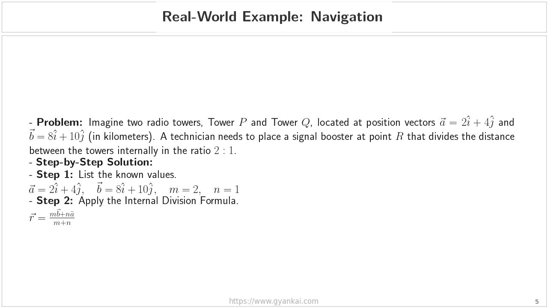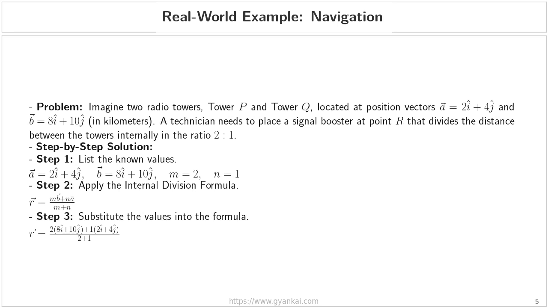In step 2, we recall the internal division formula we studied in the previous slide. We will use the formula where vector r equals the quantity m times vector b, plus n times vector a, all divided by the sum of m and n. Moving to step 3, we substitute our specific values into this formula. This gives us vector r equals 2, multiplied by the quantity 8 i hat plus 10 j hat, plus 1, multiplied by the quantity 2 i hat plus 4 j hat, all over the quantity 2 plus 1.